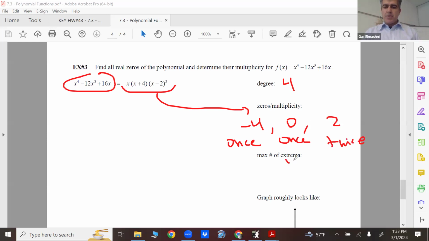The maximum or extrema, which is basically turning points. Yeah, extrema is the plural of extremum. We don't say extremes. That's poor grammar. So we say extrema for plural. So that means turning points. There's 3. Remember, it's n-1, right? It's only 3.